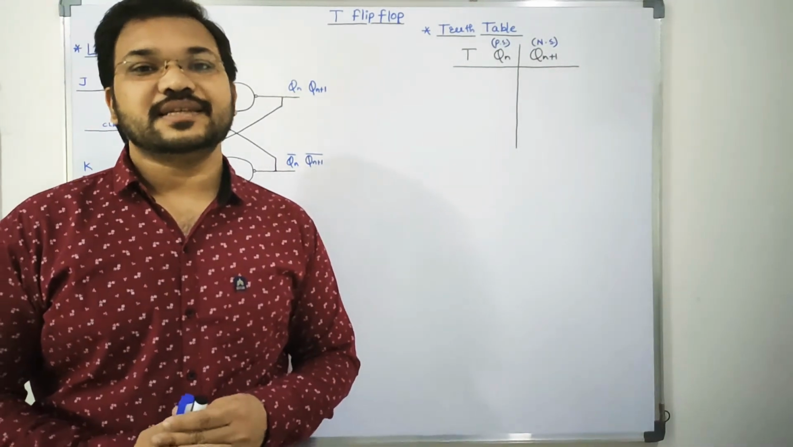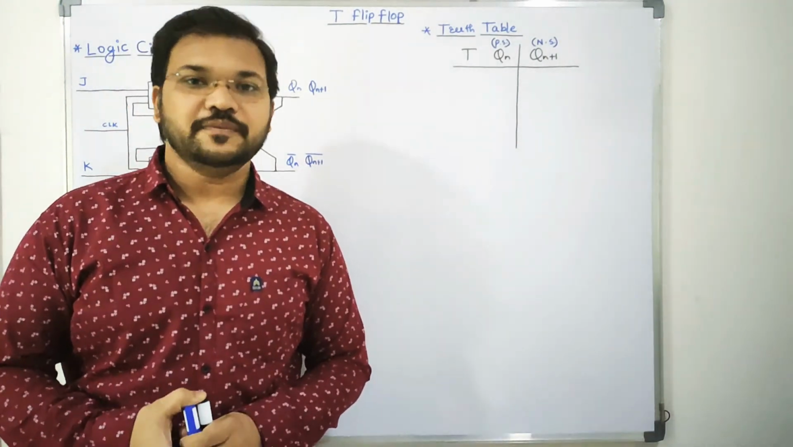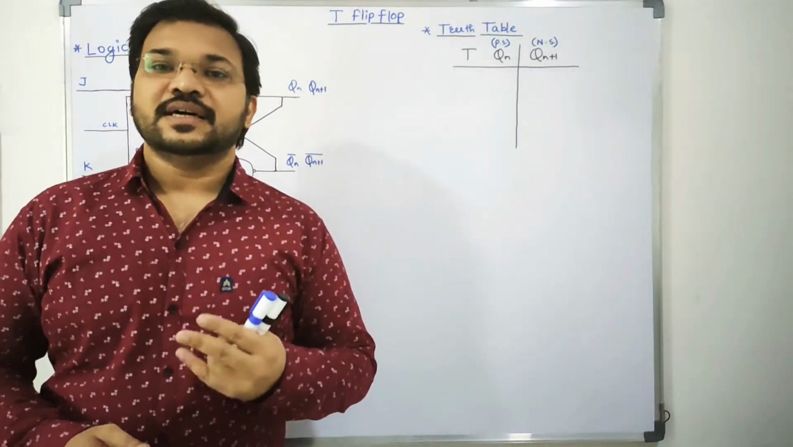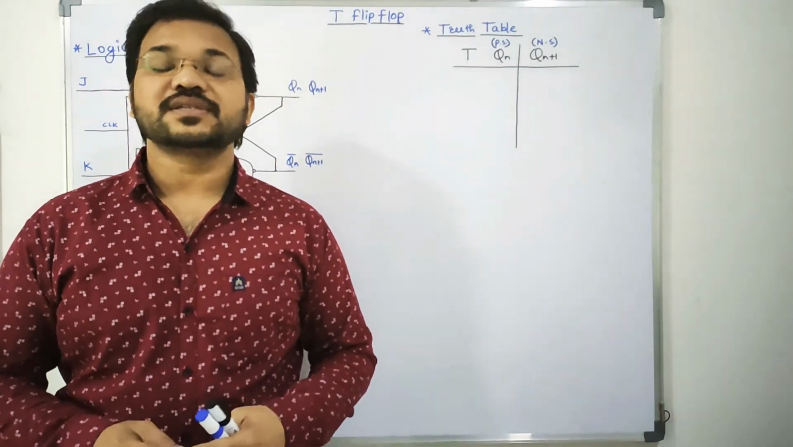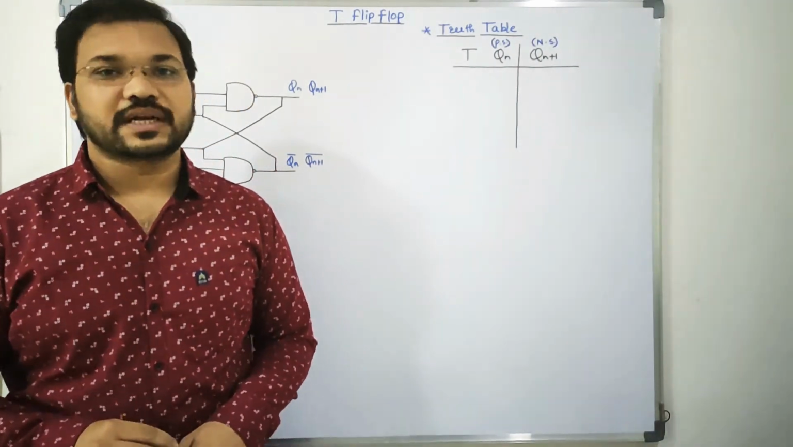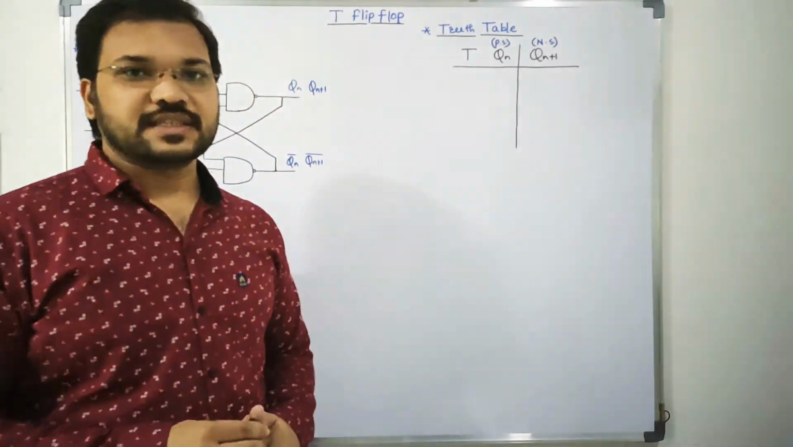Next, there is a condition called the toggle condition. That's why it is called a toggle flip-flop, which we discussed in our video on the truth table. There are a total of two conditions. The first condition is the no change condition and the second condition is the toggle condition. So we will discuss this in this video. So we start our discussion.